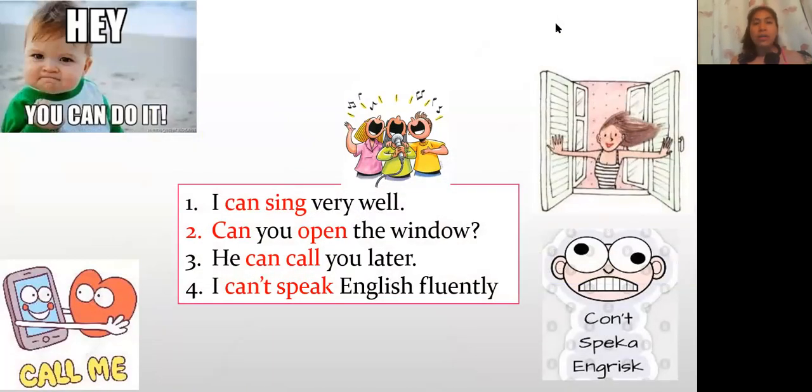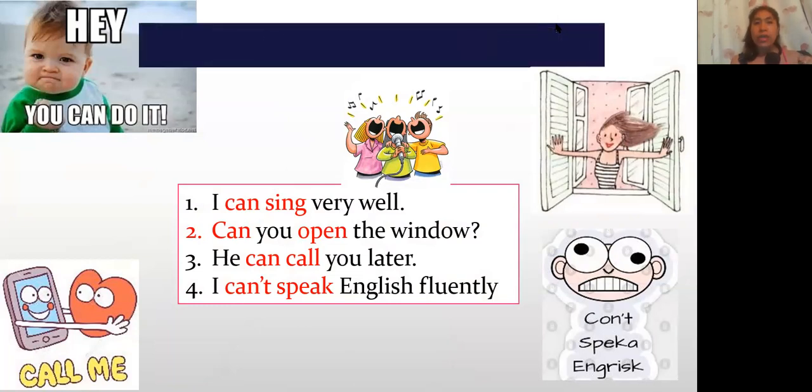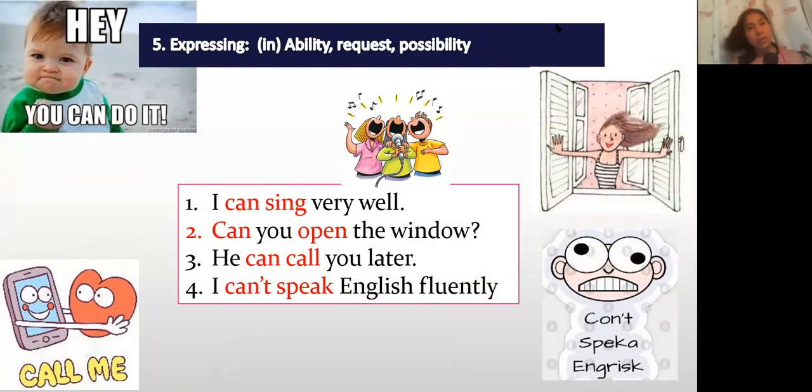We continue. Now, we're going to move on to the next modal, and this is the last one. We're talking about at least 3 different meanings. You express an ability, and the modal verb is can. Like when you say, I can sing very well. Or when you express inability, so the opposite. I can't speak English fluently. Or when you express a request. Please, can you open the window? Or another meaning, when you express a possibility. When you say, he can call you later.